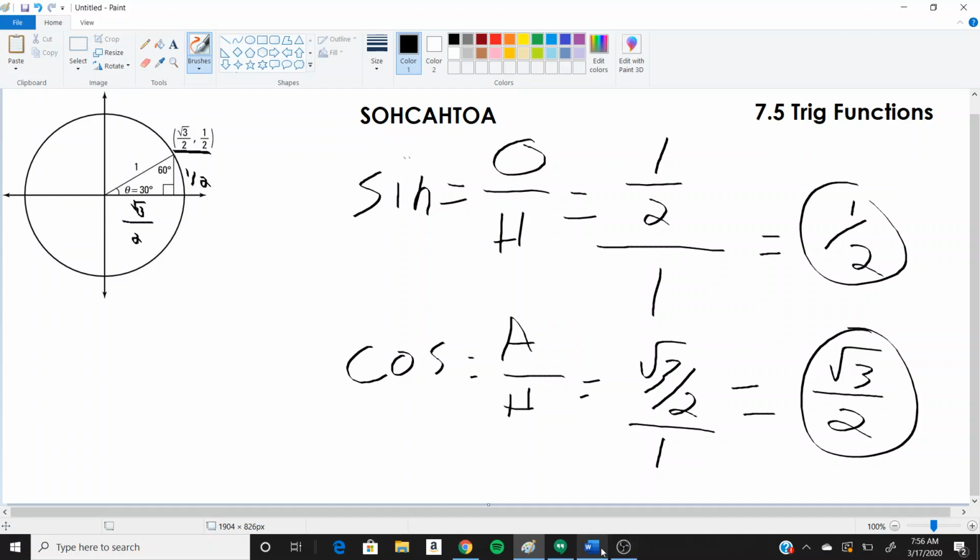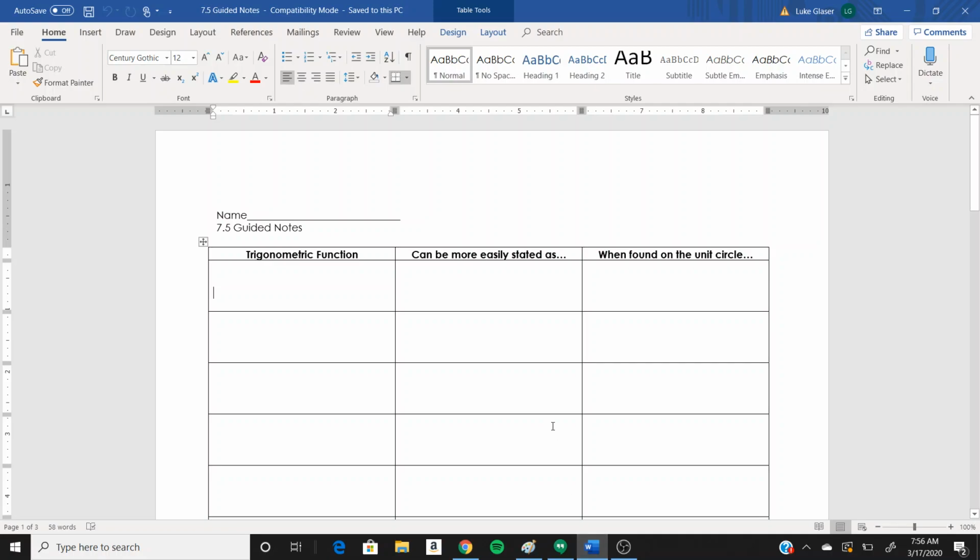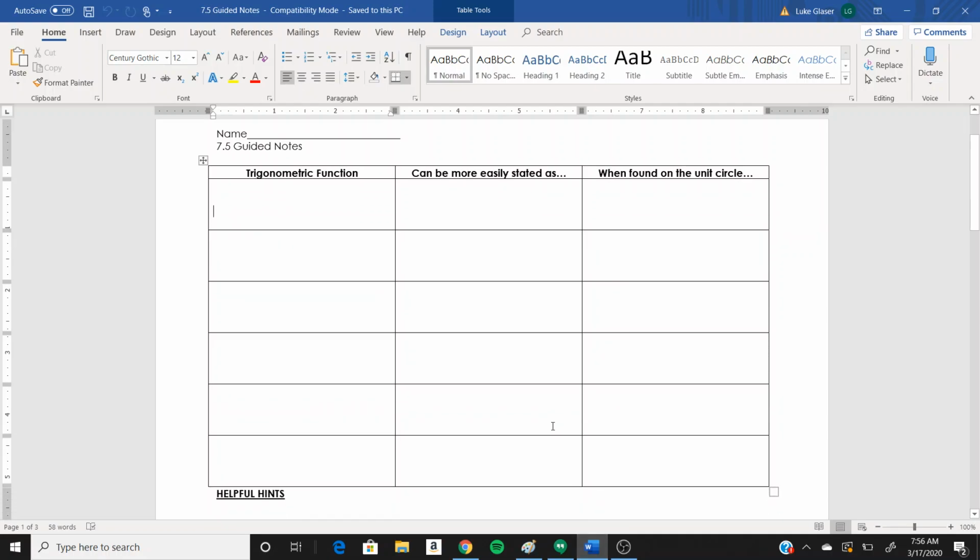So I'm going to come over here to this chart, and I want you guys to copy this chart into your notes. So pause it and go ahead and copy this chart, and once you finish copying it, go ahead and press play again. Okay, so now that you've done that, we're going to copy all the trig functions into this chart.